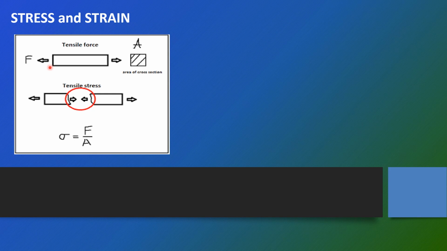Alright, so the amount of force over a unit area, in this particular illustration, is defined as tensile stress. Our symbol for tensile stress is the Greek letter sigma. So tensile stress is equal to the amount of force F divided by the cross-sectional area.